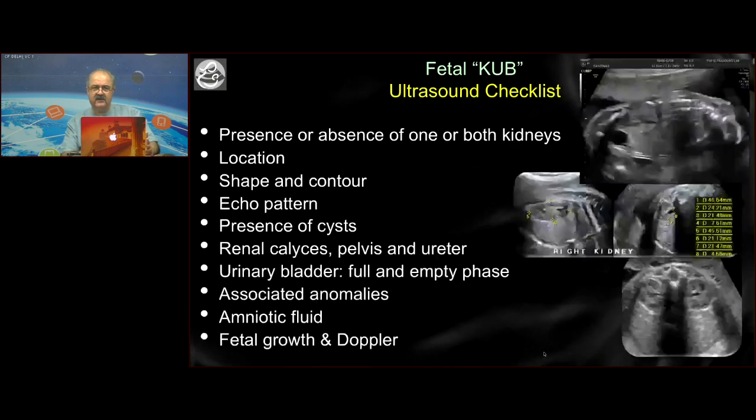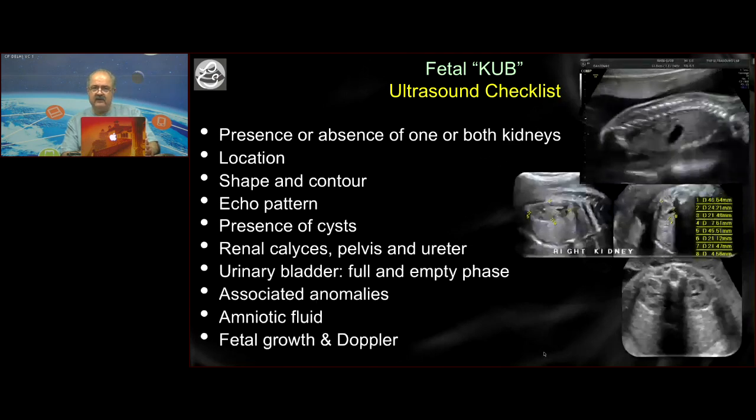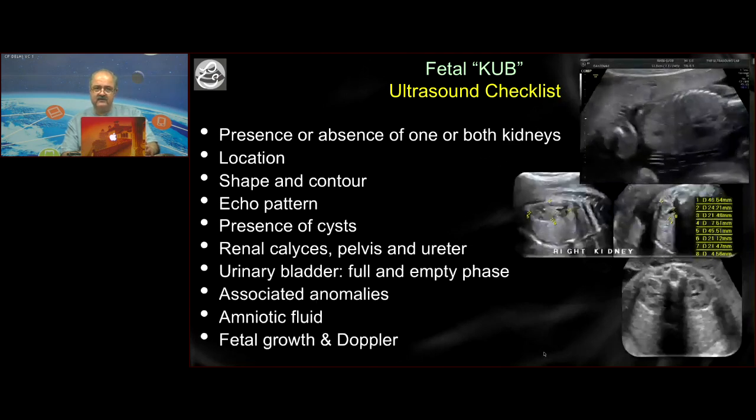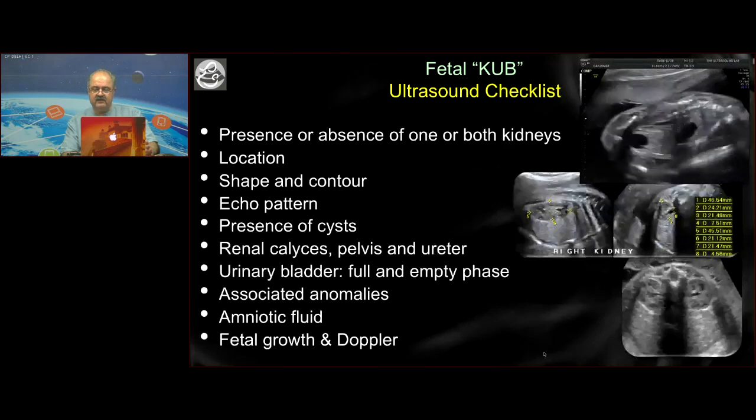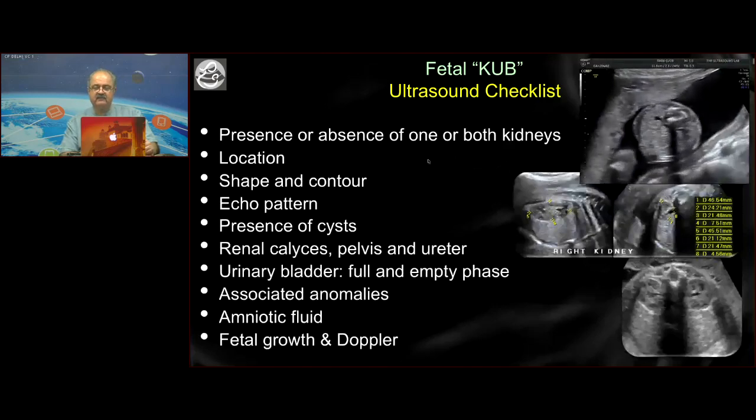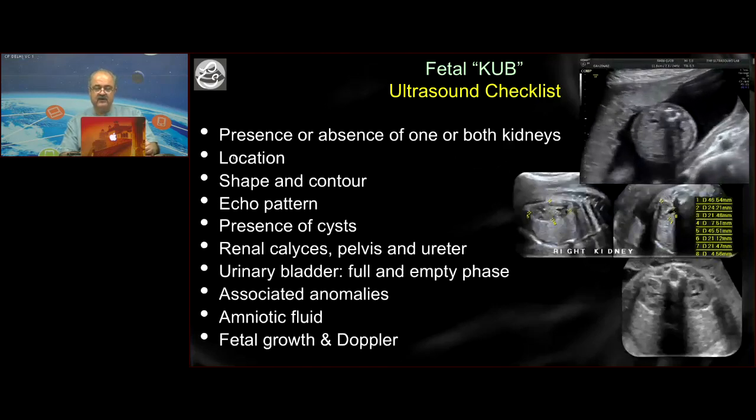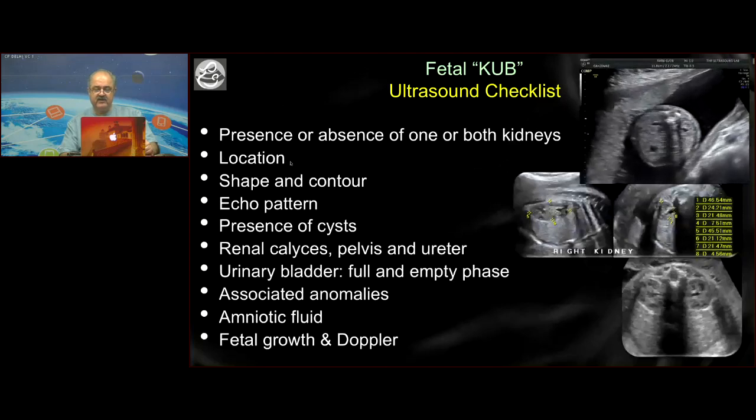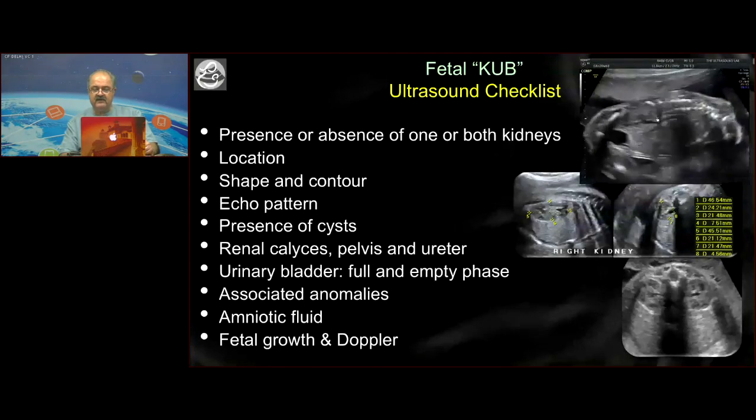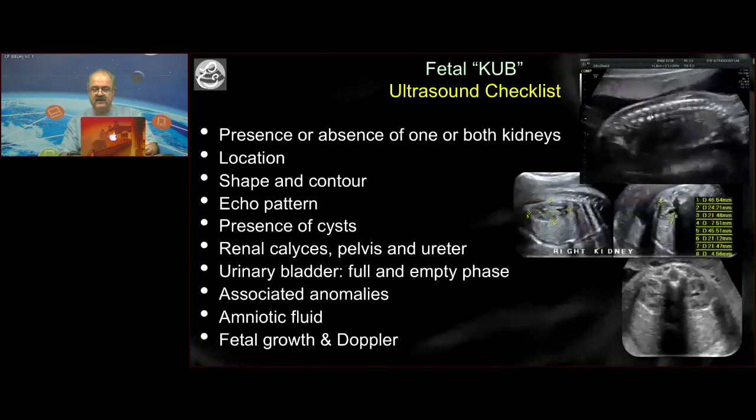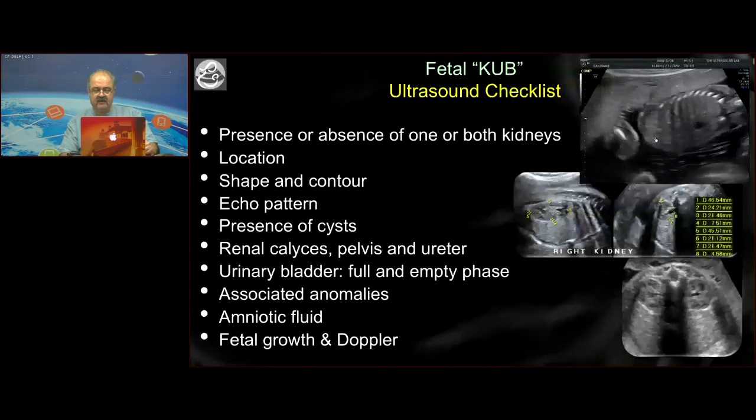When we look at a checklist, and I promise you this is not going to be an atlas, this is only going to be highlighting what we do currently. There is a checklist for the entire urinary system to be diagnosed: presence or absence of one or both kidneys, the location of these kidneys, shape and contour, which should be reniform, and the echo pattern, and you should be able to recognize the kidneys quite differently in terms of echogenicity compared to the liver and the adjacent bowel.